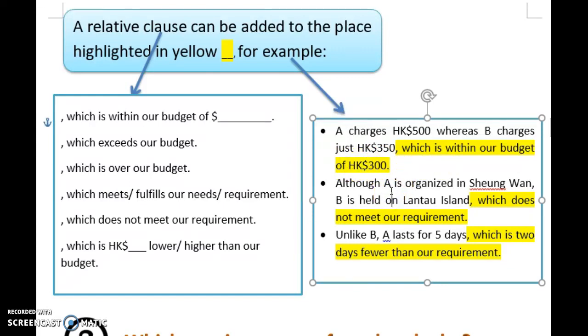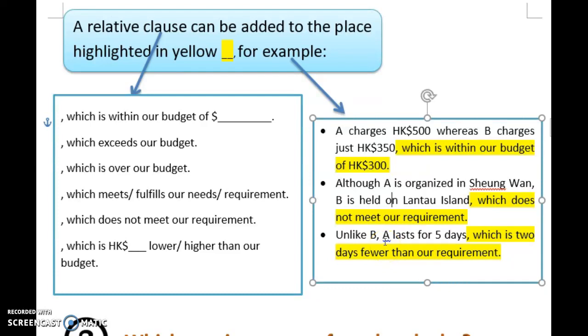Although A is organized in Shalwan, comma, B is held on Lantau Island. Oh, Lantau Island is too far. So here you put a relative clause. You give more information to the reader about Lantau Island. So you say, does not meet our requirement.